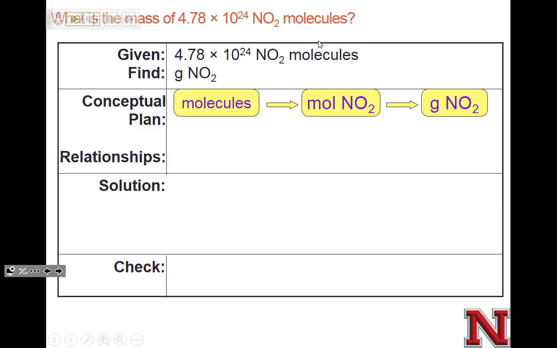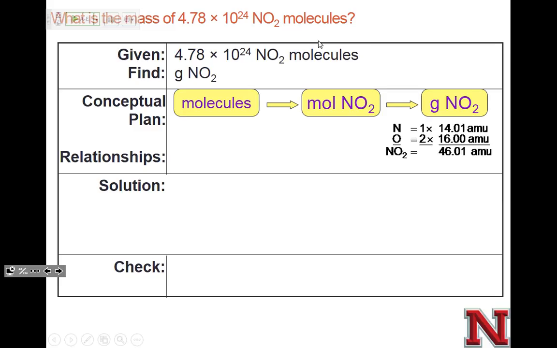So we're starting with our molecules. We can use Avogadro's number to figure out our moles. Once we get our moles, then we have to use our specific molecular weight for that molecule that we can calculate from the periodic table to figure out our amount of grams. So we need our relationships. We know our relationship between mole and our Avogadro's number. So we have that one. And we can calculate our molar mass.